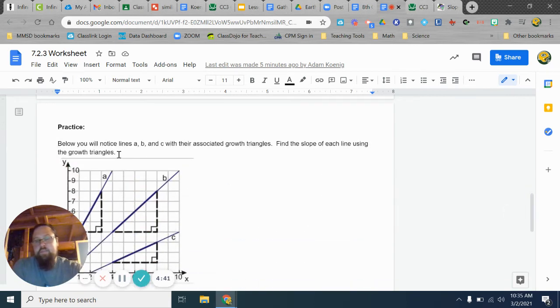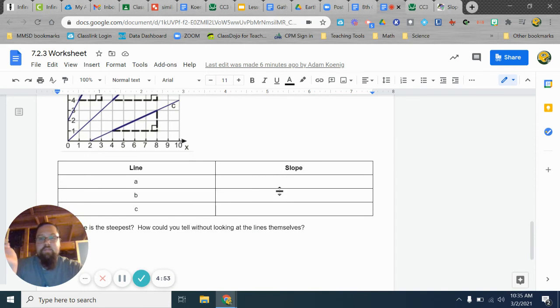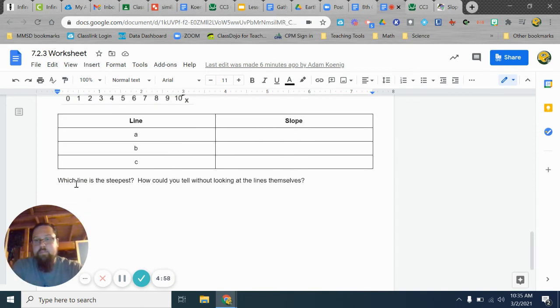Below it says, this is your practice part, so on your own. Below you're going to notice lines A, B, and C with your associated growth triangles. Find the slope of each line using the growth triangles. So again, A, B, and C, much the same as you were doing on page 1. Then one final question, which line is the steepest?